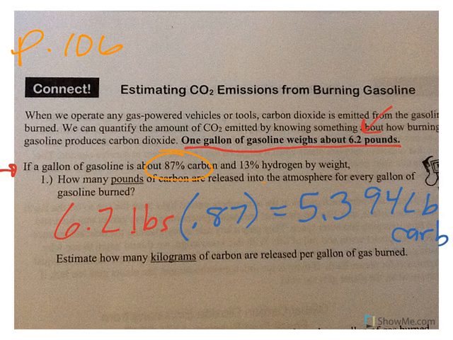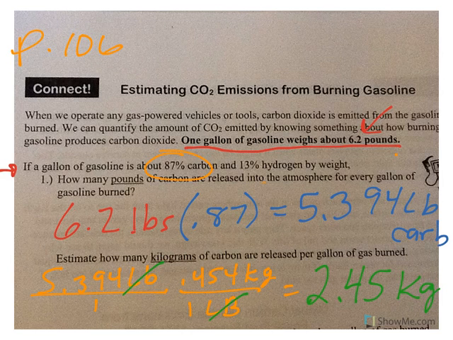Now, in the second part, go ahead and hit pause. Calculate from pounds to kilograms. So I use the conversion of 0.454 kilograms as 1 pound. So we have approximately 2.45 kilograms of carbon released into the air.